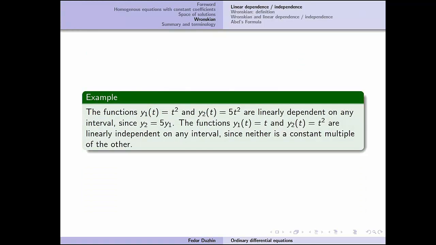Alright, here is an example. Of course, these two functions are linearly dependent. But t and t square and 5t square are linearly dependent, but t and t square are linearly independent.